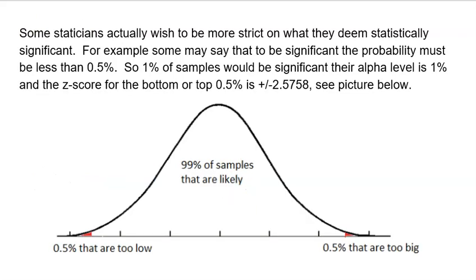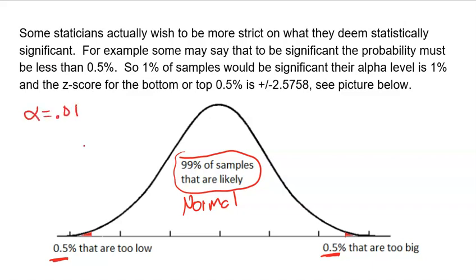All right, now, believe it or not, some statisticians actually might want to be more strict. So for example, if I want to be more strict, then I might look at the middle 99% of samples that I'm going to deem normal. Now, if I'm going to deem that 99% of samples are normal, that means 1% of samples are significant. But because of symmetry, that's going to get split up: 0.5% at the top, 0.5% at the bottom. So once again, in this case, my alpha level is 0.01. That's the 1% of samples that are non-normal or significant.